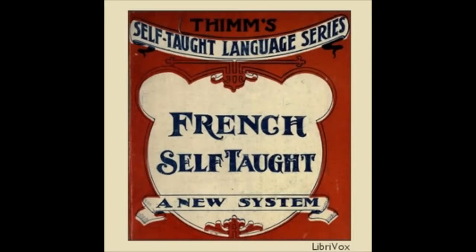I know him by sight. Je le connais de vue. I know him by name. Je le connais de nom. What do you call that? Comment appelez-vous cela? What does that mean? Qu'est-ce que cela veut dire? What is that good for? À quoi cela est-il bon?